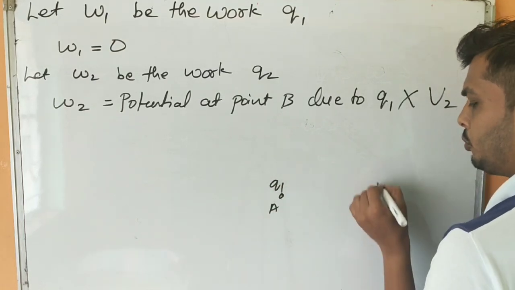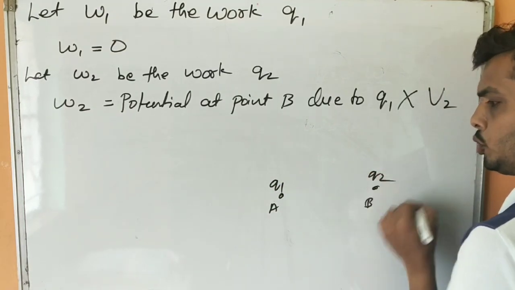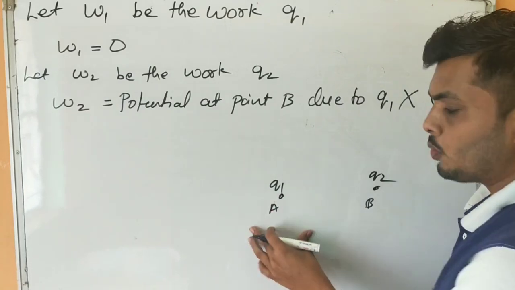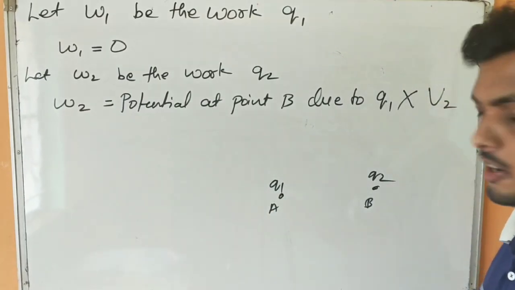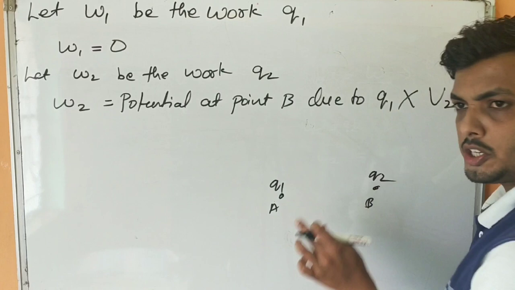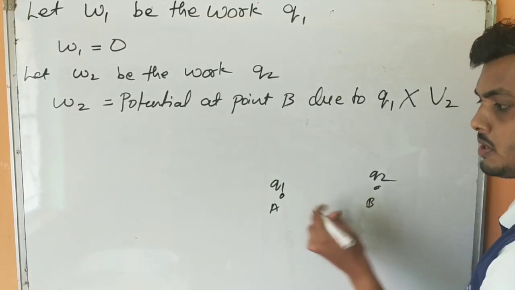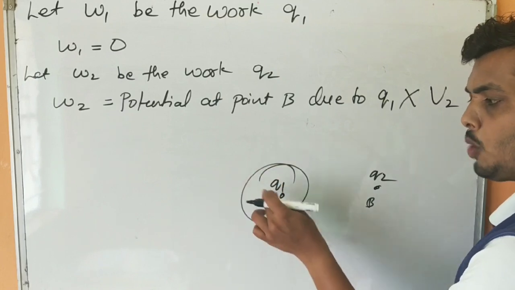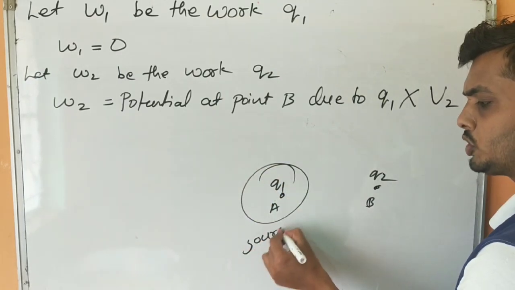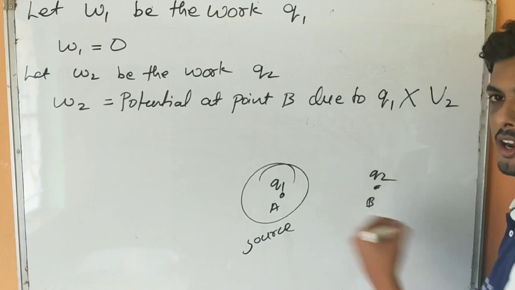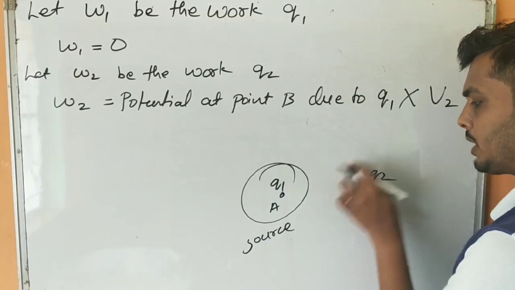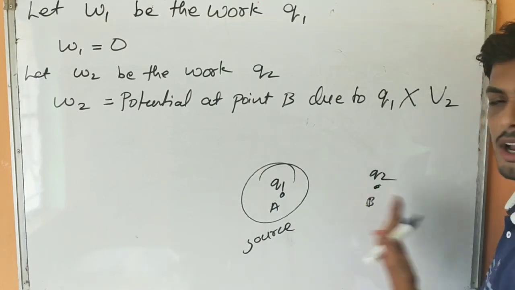At A I have Q1 and at B I have Q2. This charge particle has done no work because there was no external electric field. Definitely, there is no external electric field when this charge particle is trying to encroach this space. But this charge particle now acts as a source charge, and this source charge will generate the electric field radially outwards. As a result, this charge particle will experience electrostatic force of repulsion.